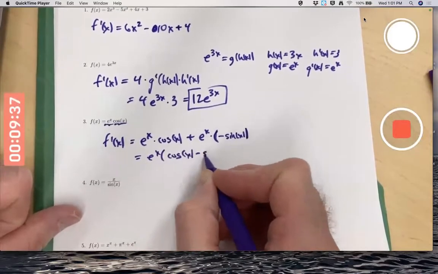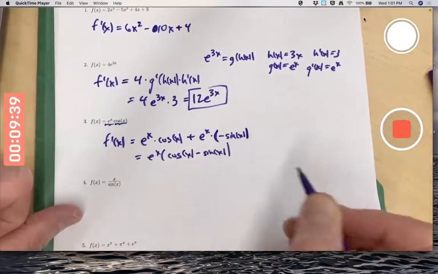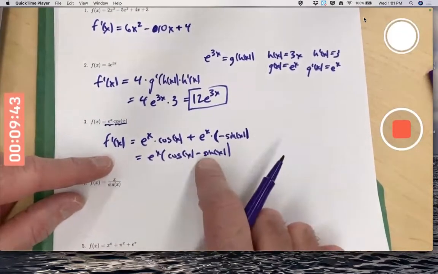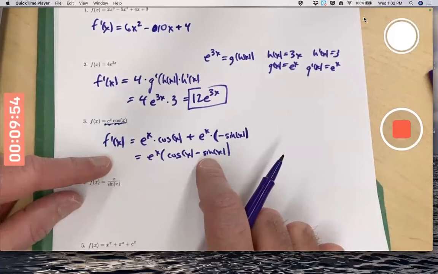And this would be useful for example, determining where this derivative is equal to 0. It would be when the cosine of x minus the sine of x equals 0, which occurs, for example, at pi over 4, which is 45 degrees. That would be one example of a value of x, pi over 4, where this derivative equals 0. And that's important.